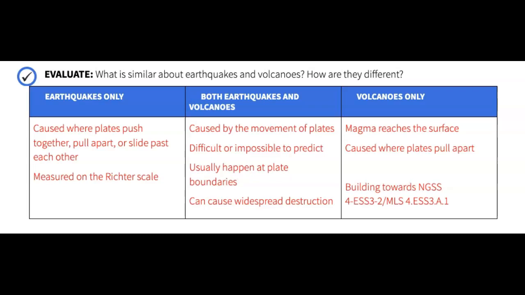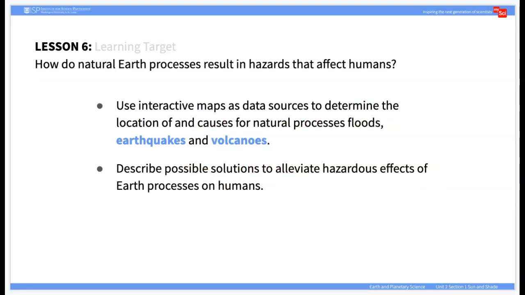these impacts. By the end of this lesson, students should have used interactive maps as data sources to determine the location of and causes for natural processes, including floods, earthquakes, and volcanoes. Additionally, they will have described possible solutions to alleviate hazardous effects of Earth processes on humans.